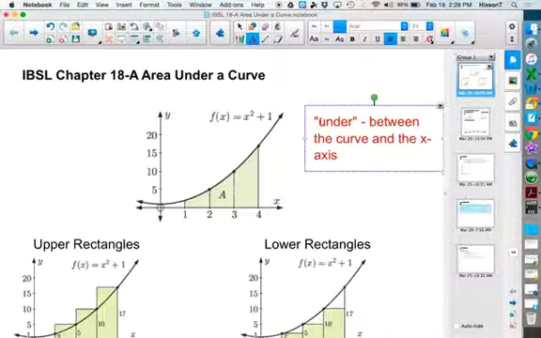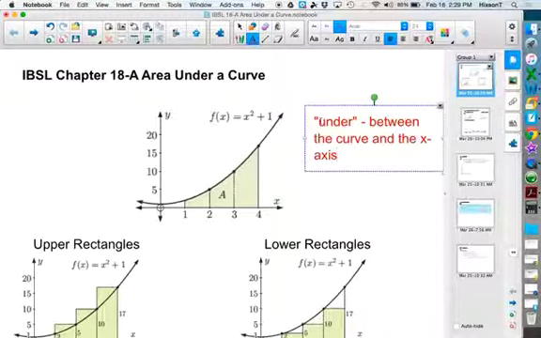Okay? Now we'll get to that later, and we'll look at how to handle situations where that happens, and if we want to ignore the negative aspect of that and just get positive area for all of it. Okay, but when you're thinking under, think between the curve and the x-axis. All right?